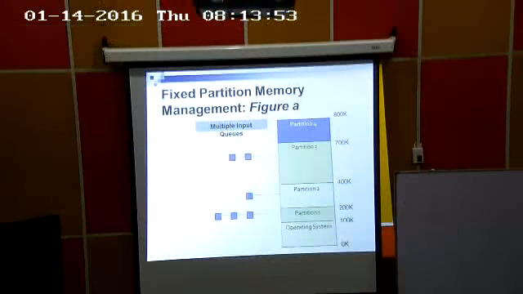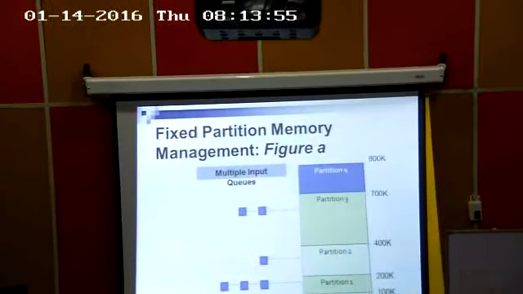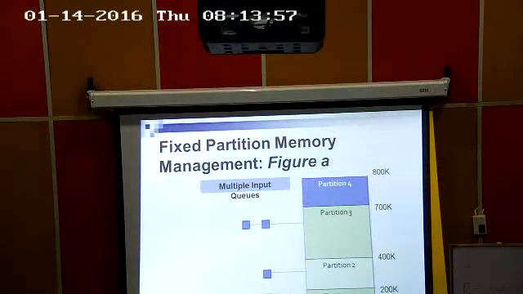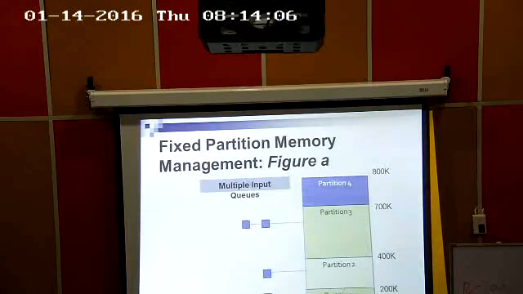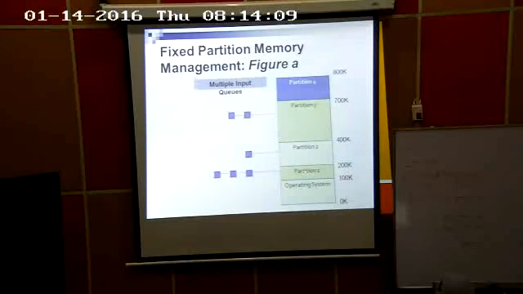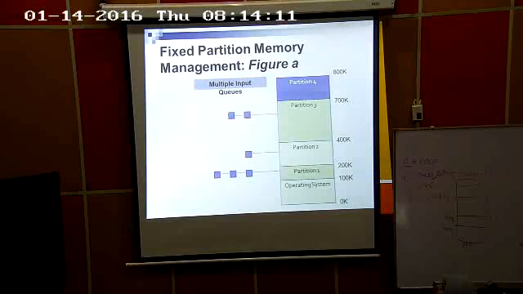Okay, this is an example diagram. Fixed partition memory management. We have the bottom part as the OS, then partition 1, partition 2, partition 3, and partition 4. The size of the partition is already divided. Divided by whom? By your computer.